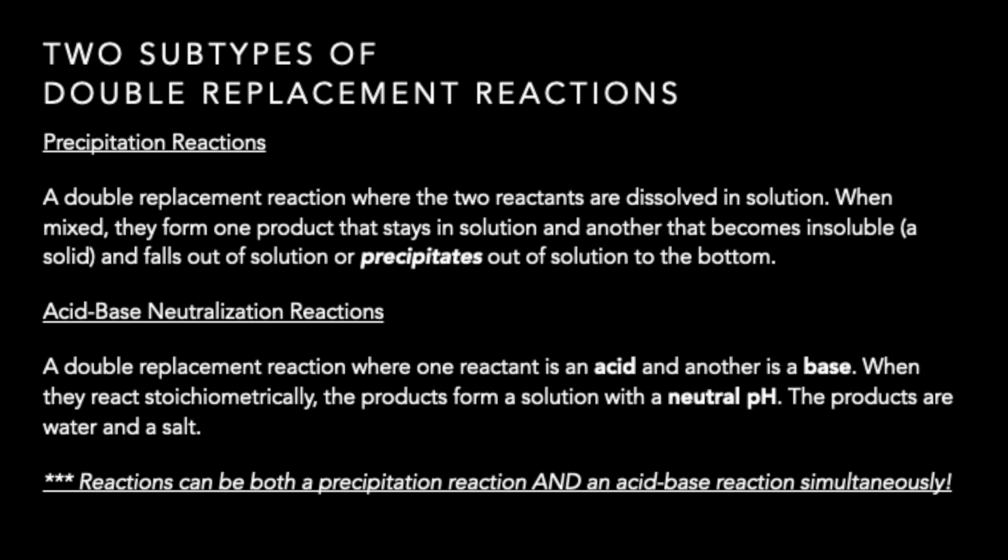In an acid-base neutralization reaction, it's a double replacement reaction where one reactant is what we call an acid and the other is a base. When they react stoichiometrically, the products form a solution with a neutral pH. The products are water and a salt. In other words, the acid and base neutralize each other, getting rid of the acid and base themselves and forming a neutral solution, pure water and salt. Reactions can actually be both precipitation reactions and acid-base reactions at the same time.